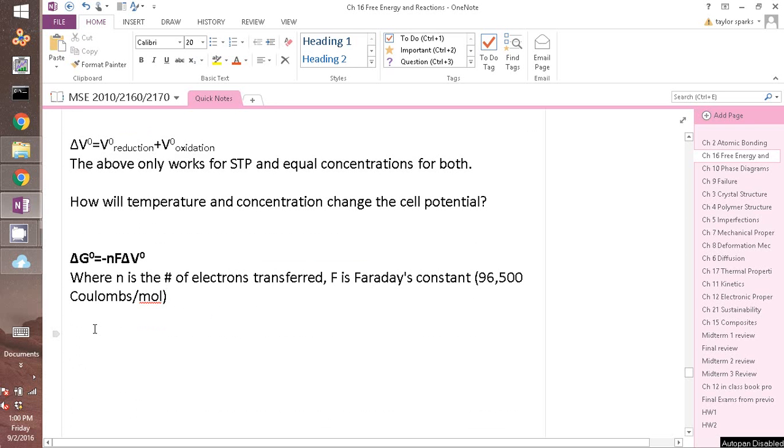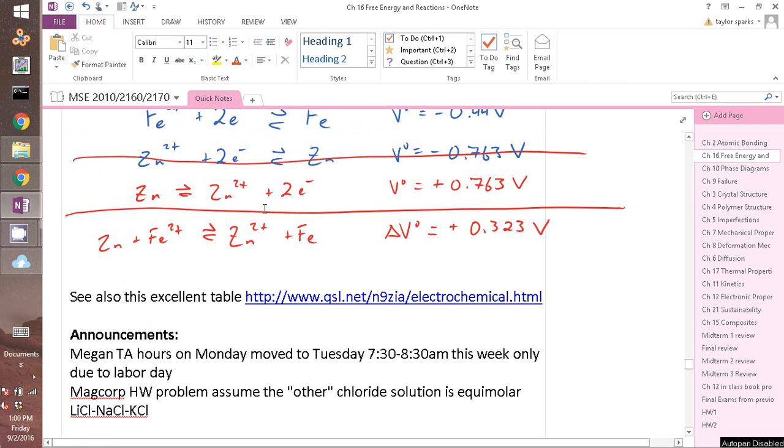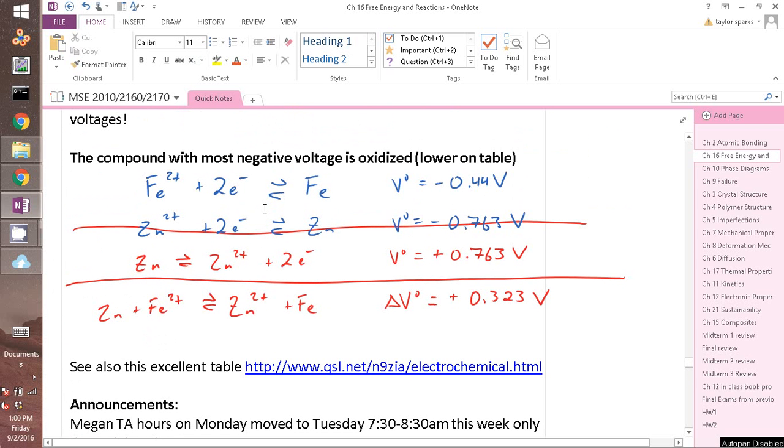Okay, so the first equation to note in relating free energy to voltages, so electrochemistry, how do you relate electrochemistry to free energy? This right here, the change in free energy for a reaction, delta G naught, equals negative nF delta V naught. What are some of these variables? n is the number of electrons transferred. So in the case above, if we go back up just a second to this case, what was the number of electrons transferred? 2. When we added these together, the 2 electrons had to cancel on both sides of the equation.